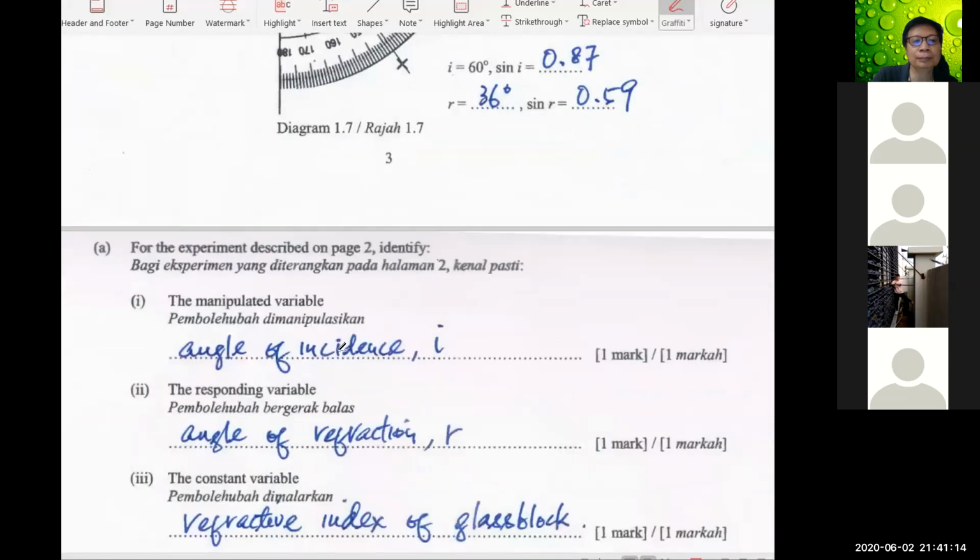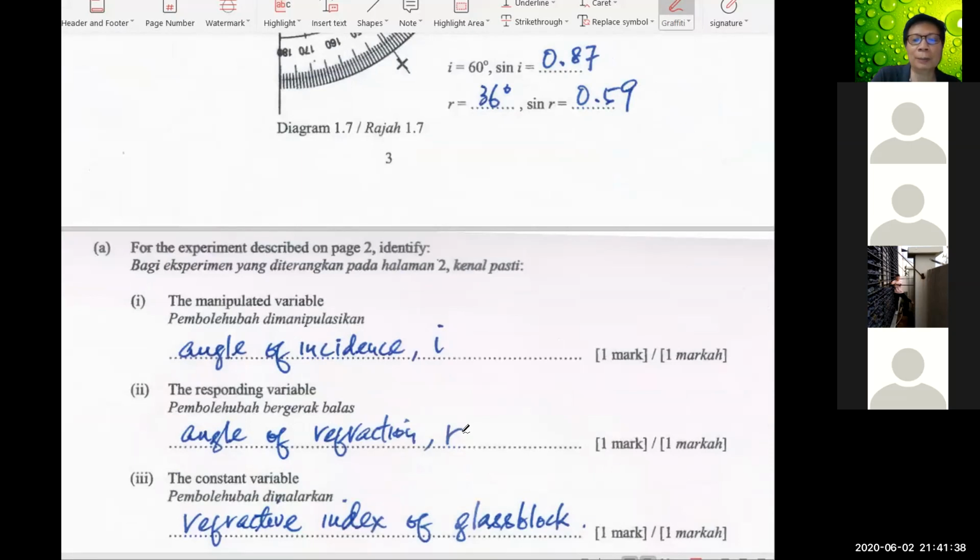Okay, now. Manipulated variable is angle of incidence. I must have I, yeah? Do you remember or not? You cannot just write angle of incidence. You must put there angle of incidence, I. Then responding variable, angle of refraction, R. Must put R there, huh?